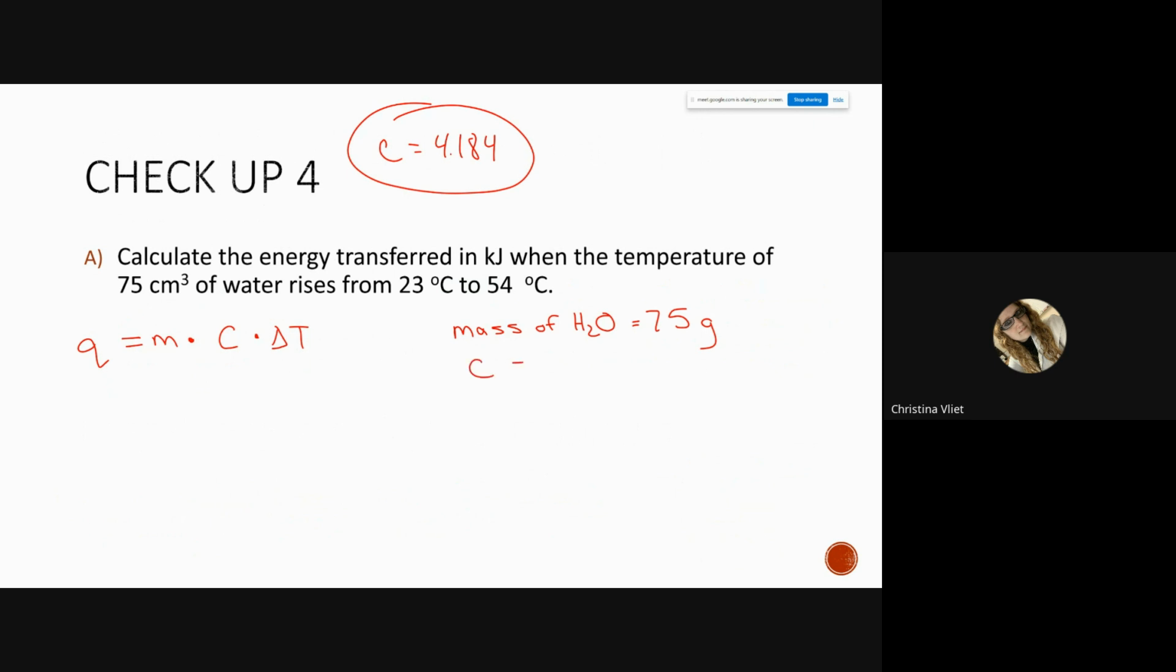All right. Next, C, 4.184. Next, delta T. How do we want to do this? 54 minus 23, 31. Yes. And the answer is 9727.8. It sounds in the right range. You did 75 times 4.184 times 31. And this tells you the amount of energy transferred.